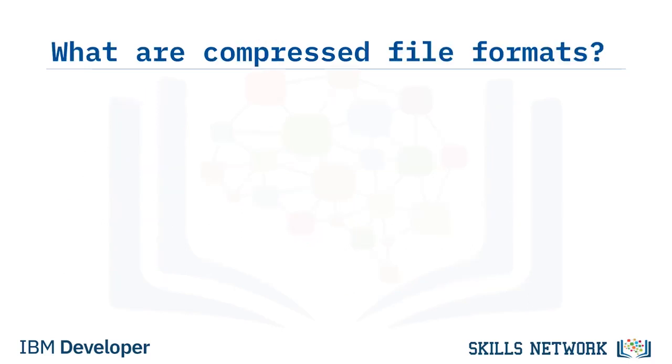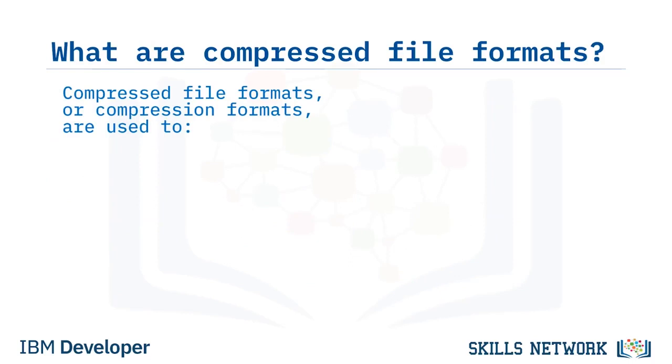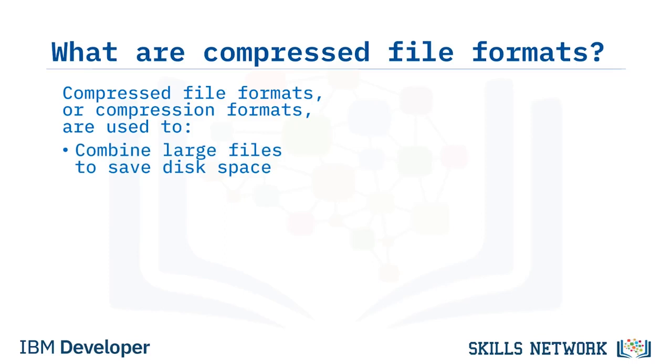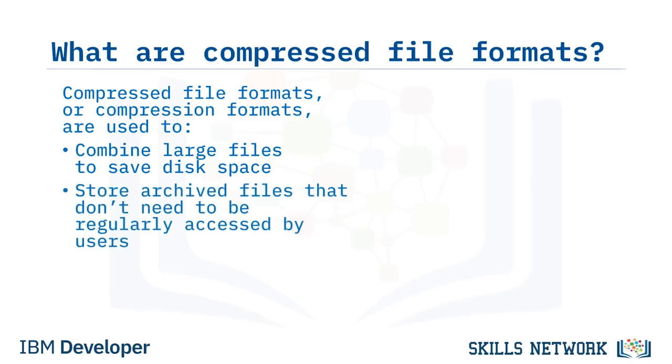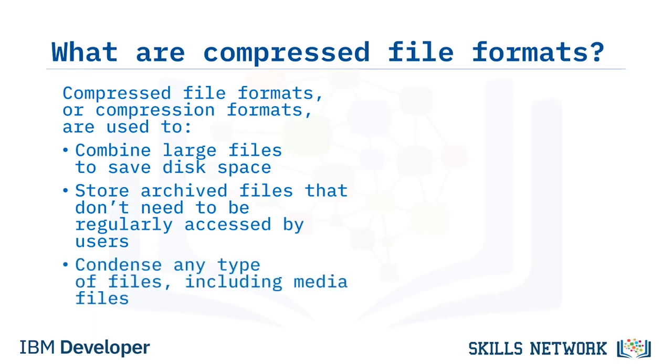What are compressed file formats? Compressed formats, also called compression formats, are used as follows. Combining files to save disk space. The most popular compression format in Windows is zip, and file compression is often discussed as zipping files or as zipped folders. Storing archived files, like old emails that might not need to be accessed regularly but should still be kept. And condensing any type of file, including media files.